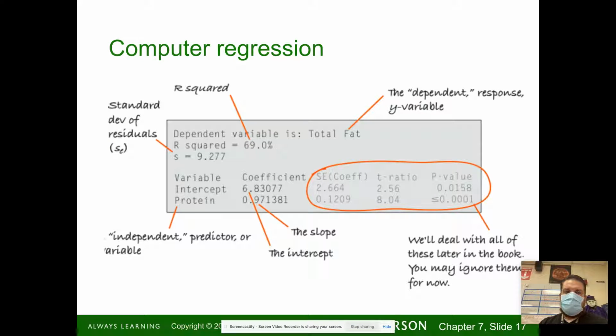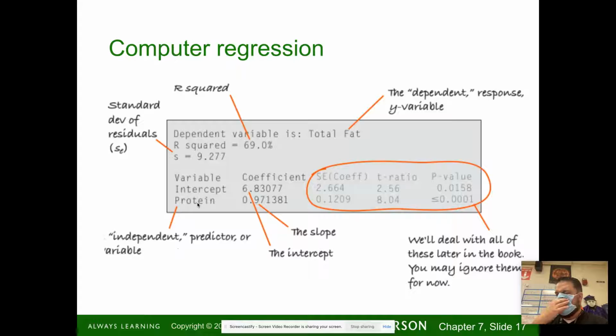So now let's look at computer regression. R squared is a value that we consider. These are the calculations based on the scatter plot in this example. Over here we have the standard deviation of residuals. So that's a calculation that can be made. Our R squared value is 69%. Remember that R is the square root of that. So if you take the square root of 69, that's 0.83, right? So 0.83.